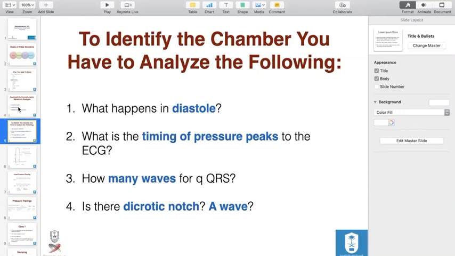Two, you want to look at the timing of pressure peaks to the EKG. For each QRS, you want to see where the pressure peak correlates. Three, how many waves for every QRS? Four, is there a dicrotic notch or a wave in the pressure tracing? By answering those four, you can confidently recognize which pressure tracing you're analyzing. Is it atrial, ventricular, or arterial?